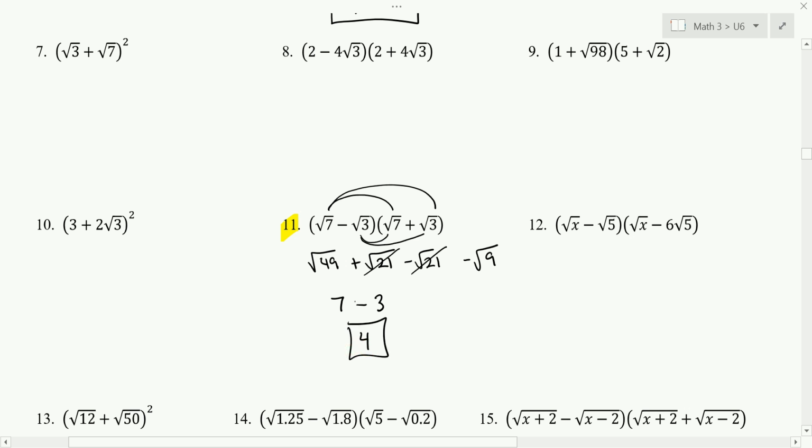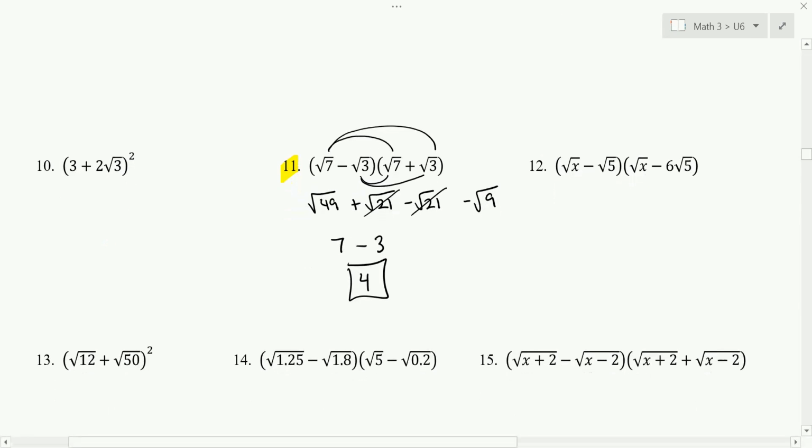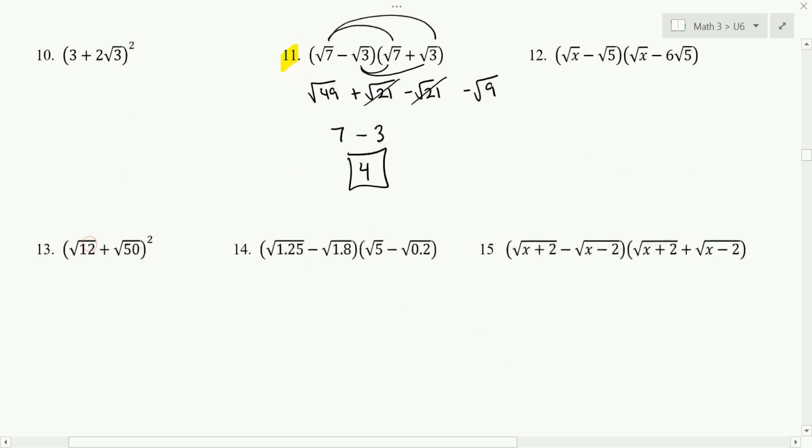And as I said, when you multiply these conjugates, it gets rid of the square roots. You end up with just a real number or a rational number.